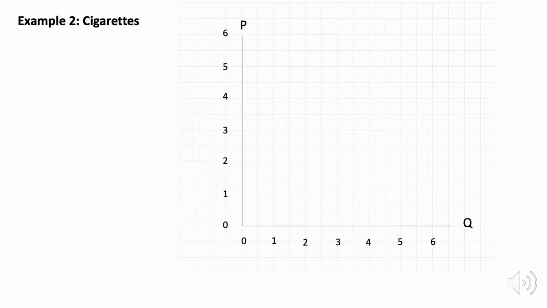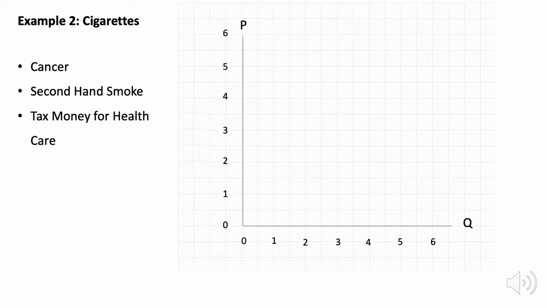The second example we have is cigarettes. Some of the negative externalities associated with cigarettes are cancer, secondhand smoke, and tax money for healthcare. We can see this by the demand curve, also known as the marginal benefit curve, followed by the supply curve, also known as the marginal cost. Here we have the market equilibrium at which the free market is selling cigarettes. To the right of this curve, we can see that marginal cost is higher than marginal benefit. This means that the firm is producing too much.